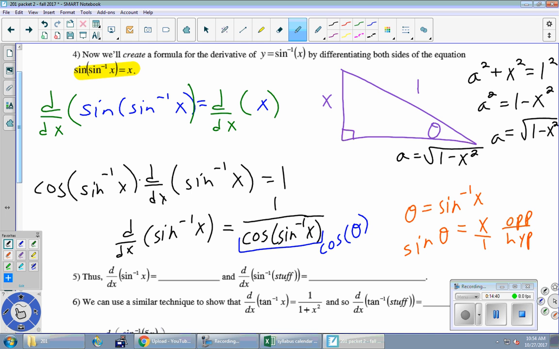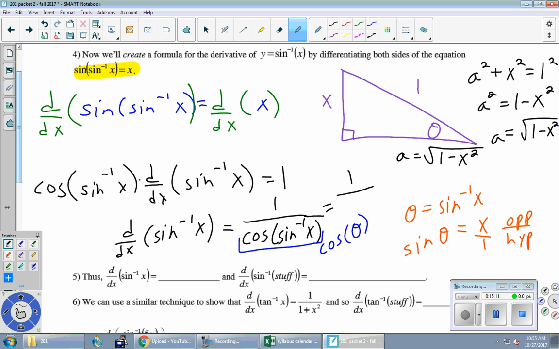What we were after here was 1 over cosine of inverse sine of x. But we just rewrote that as 1 over cosine of theta. So this problem hinges on us just being able to look at that triangle and figure out what cosine of theta is. Cosine is what over what? SOHCAHTOA? Adjacent over hypotenuse. Okay, so 1 over, that's just copying the numerator. Cosine becomes adjacent over hypotenuse.